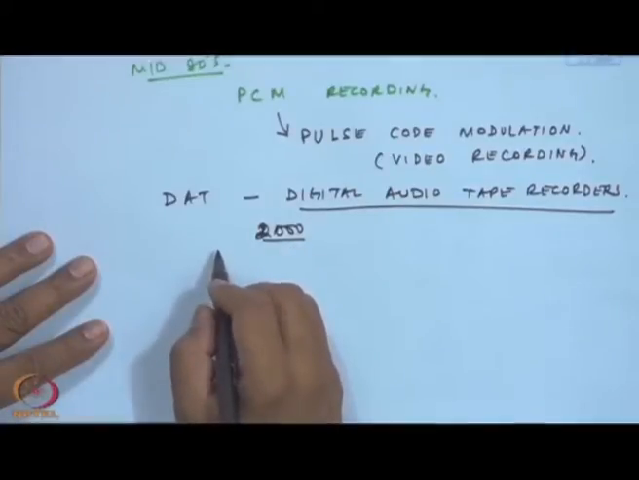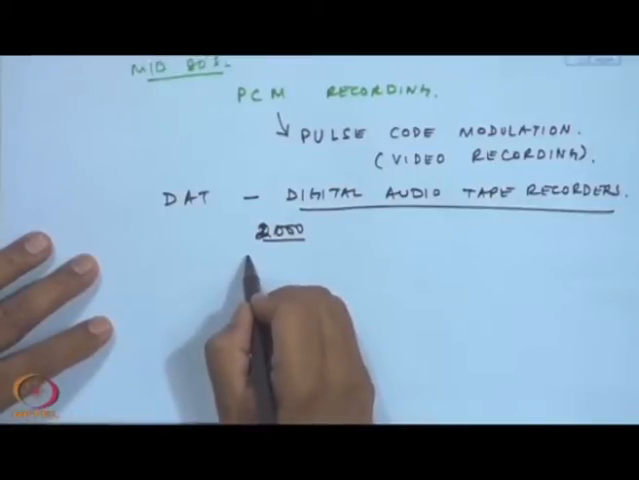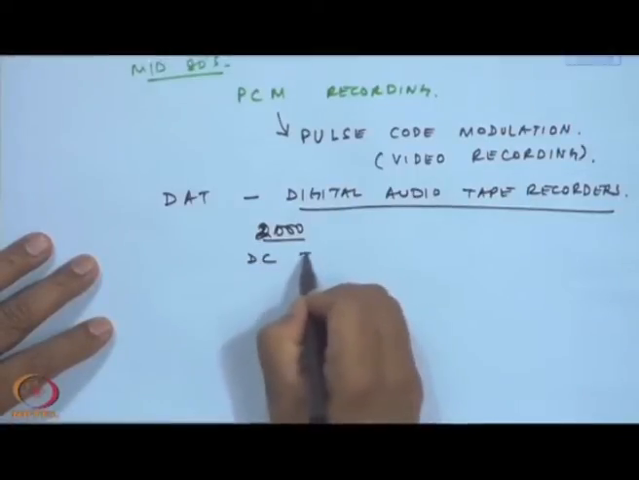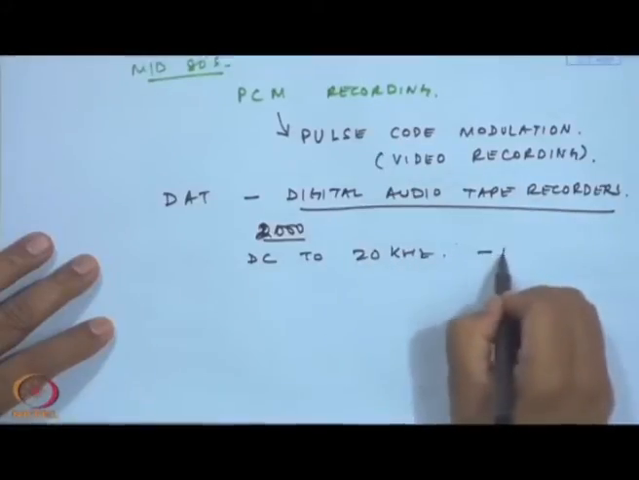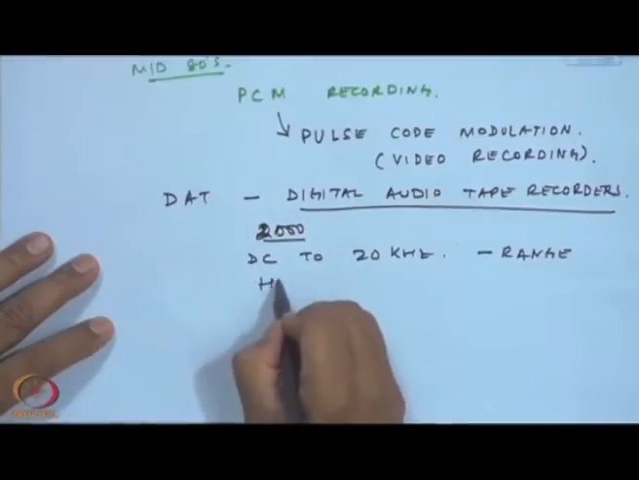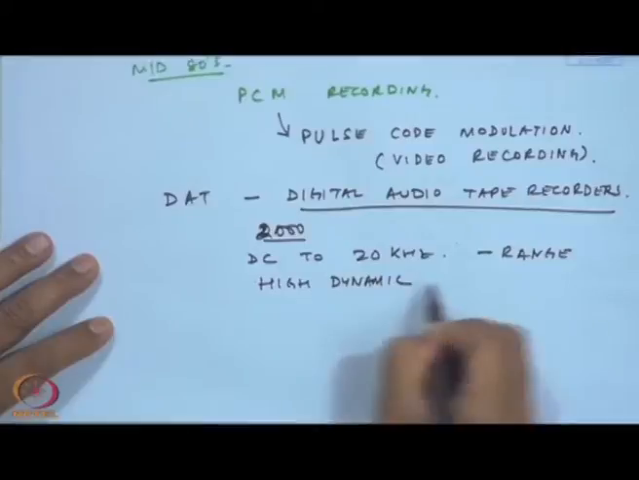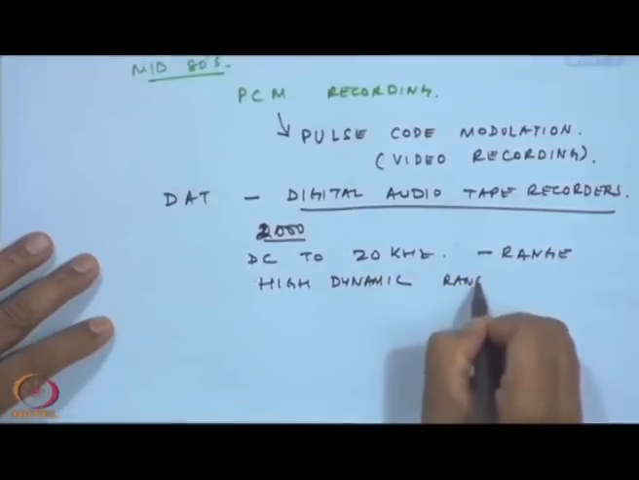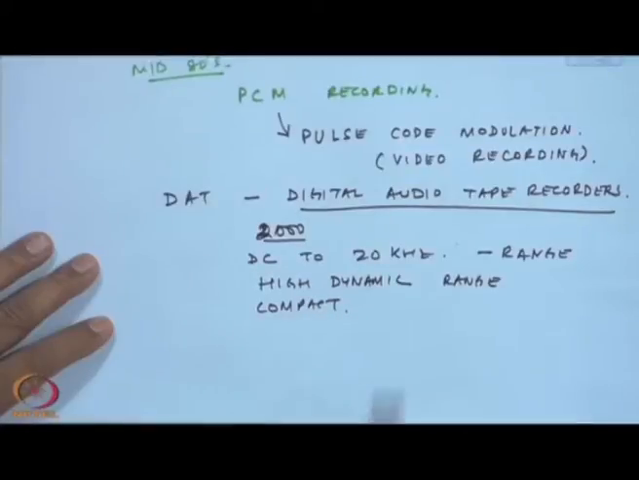And the advantage of these DAT recorders is they are DC to about 20 kilohertz range, high dynamic range, compact, and so on. Okay.